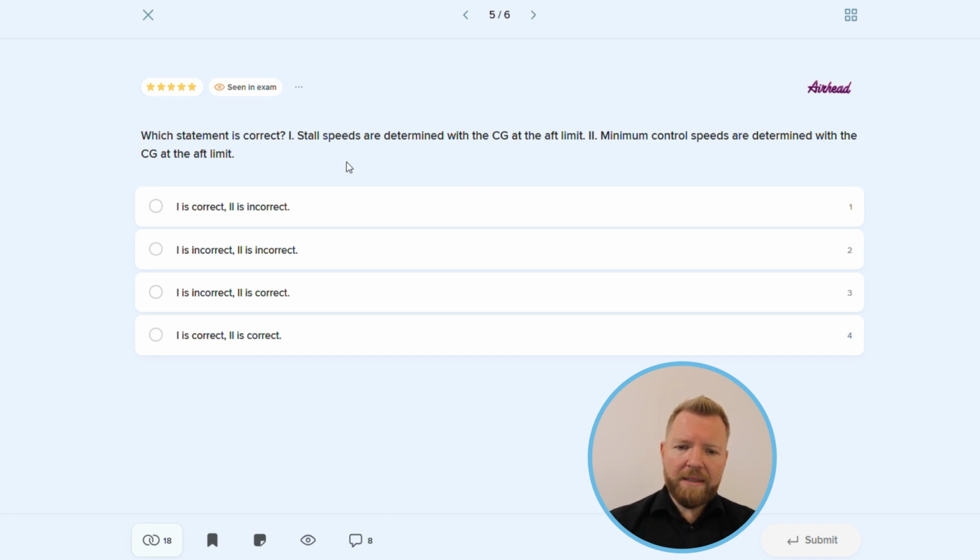Now, what happens if we have CG in the aft limit? The arm between CG and the rudder becomes shorter, requiring a greater force from the fin to maintain directional control and reducing its effectiveness. To regain full directional control in this case, we need higher CAS. So as we can see, aft CG position regarding VMC is unfavorable position, therefore the second statement is correct. So let's select answer number 3. First is incorrect, second statement correct. And this is the correct answer.